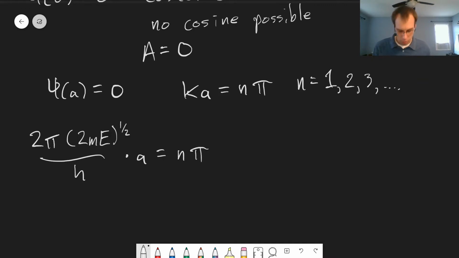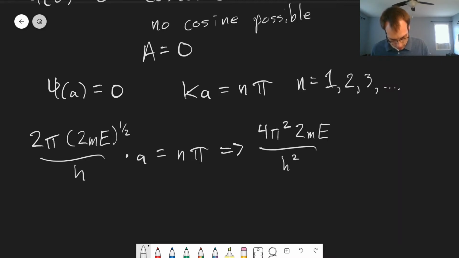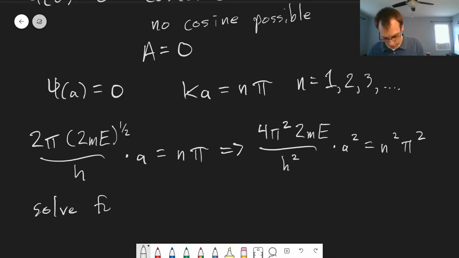Now to get rid of the square root, we can just go ahead and square everything. And we have a way to relate the energy to everything else that we have in this equation. So we have 4 pi squared times 2me over h squared times a squared is equal to n squared times pi squared. Now let's go ahead and solve that for the energies. And so this is what we want. This is what we're interested in. What are the possible energies?